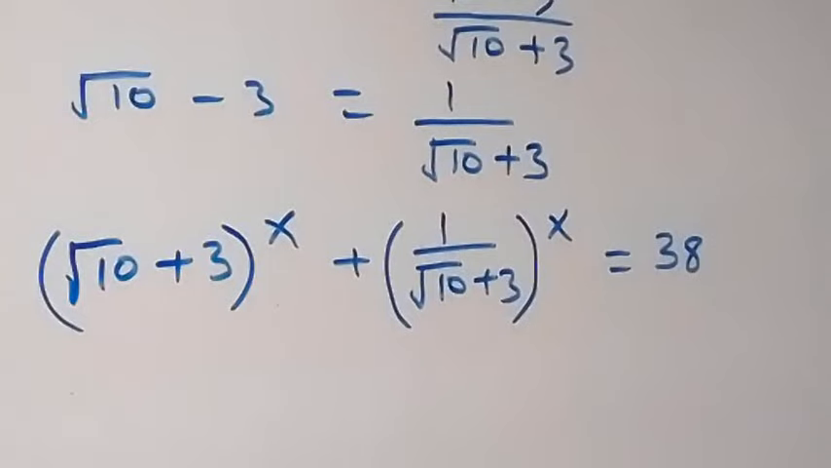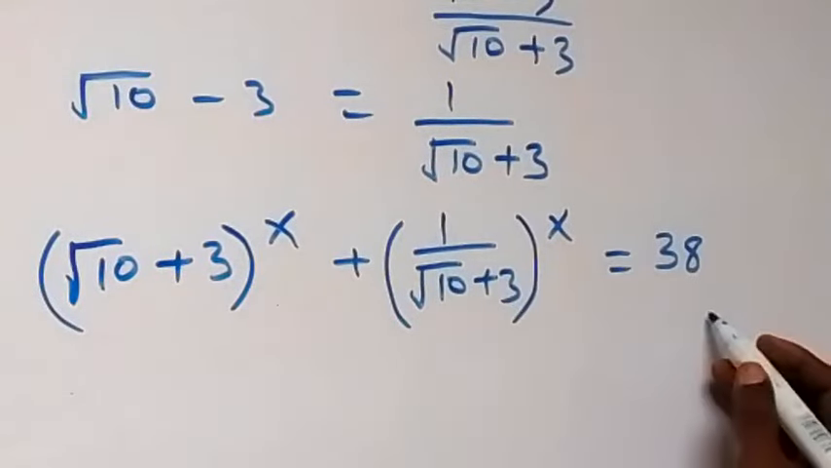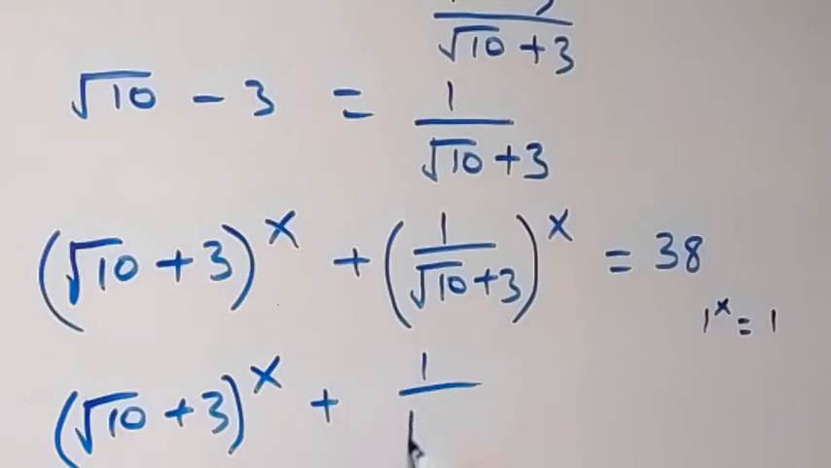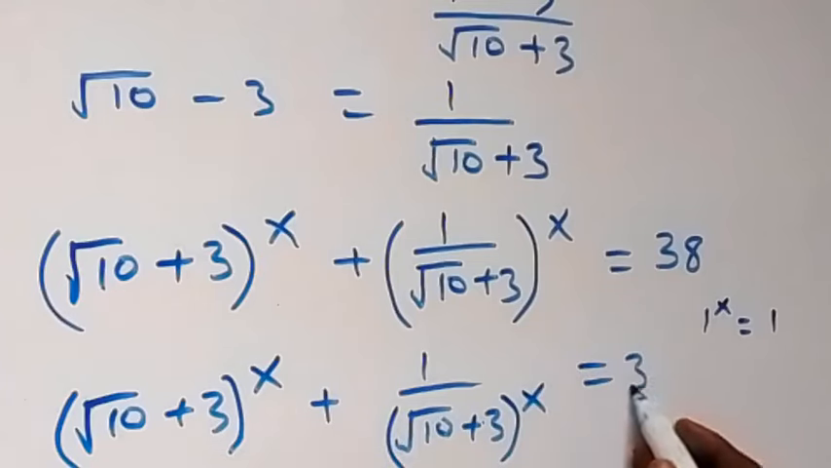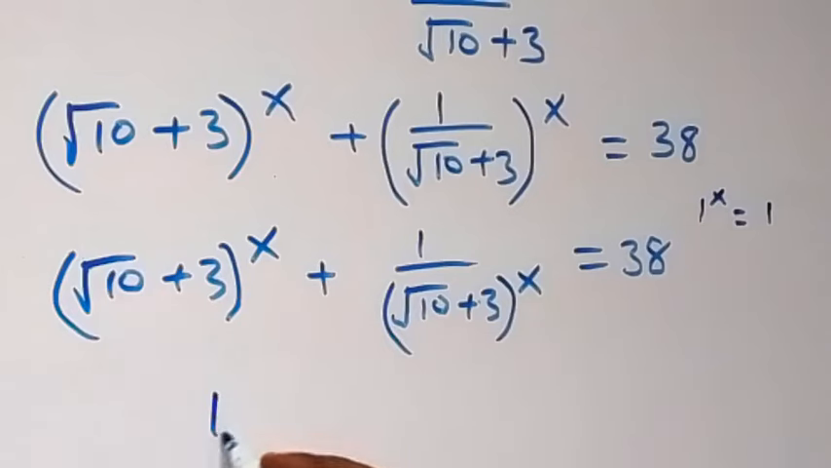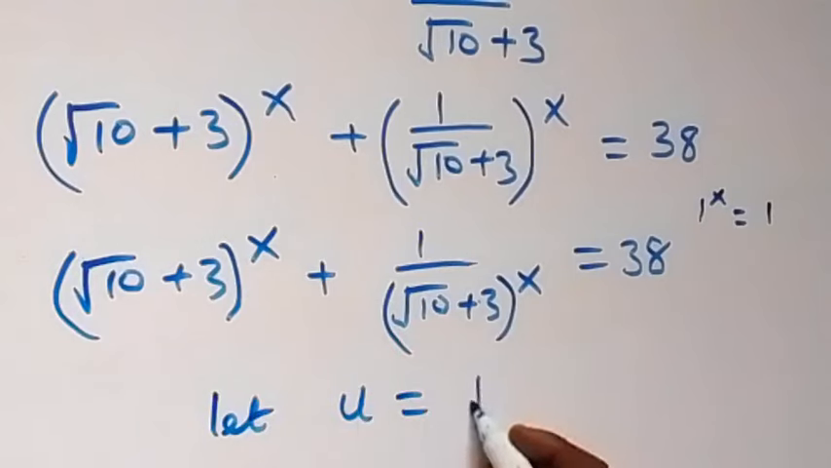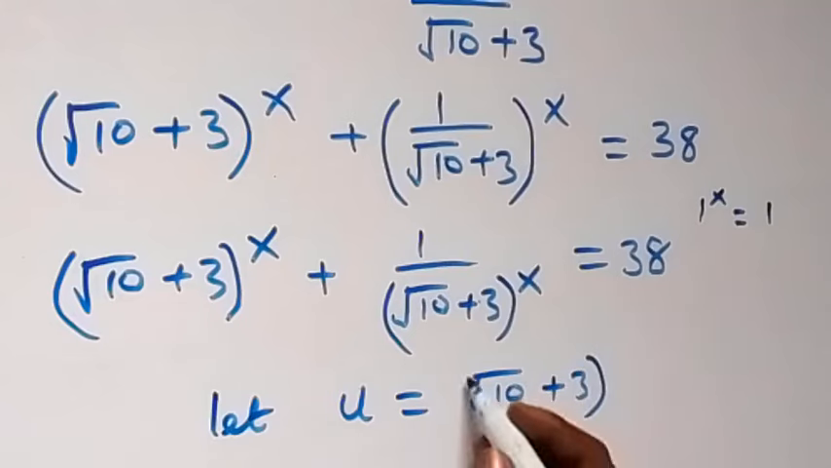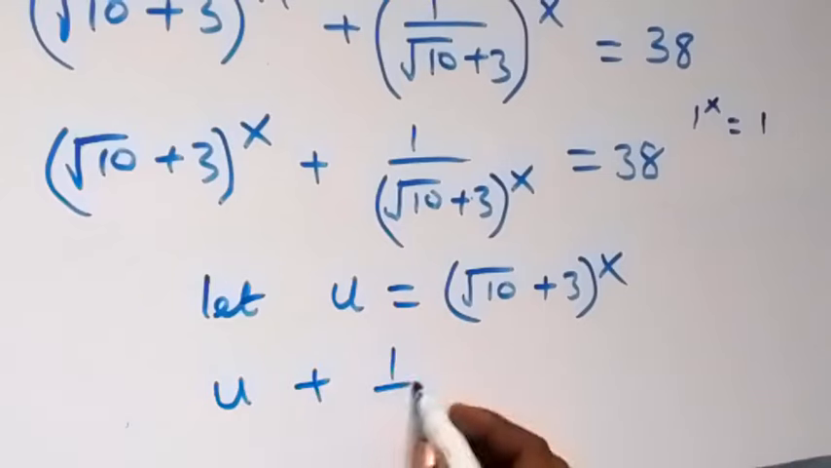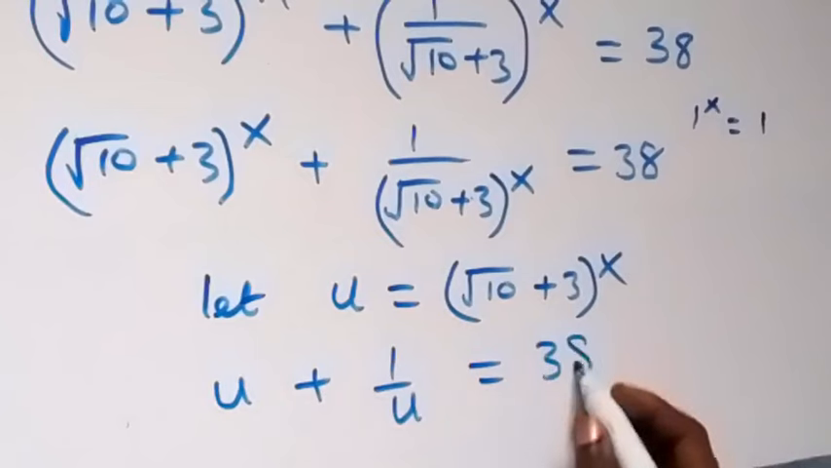is now equal to 38. Then from here, this x will affect 1 and this, and 1 raised to power x is still going to give us 1. So we have root 10 plus 3 all raised to power x, plus 1 over root 10 plus 3 raised to power x, equals 38 on this side. Now we have root 10 plus 3 raised to power x common. So let u be equal to root 10 plus 3 raised to power x. Then this equation can be written as u plus 1 over u equals 38.